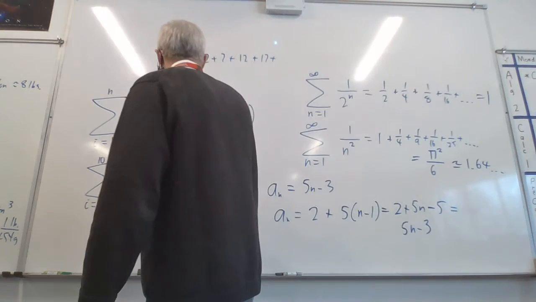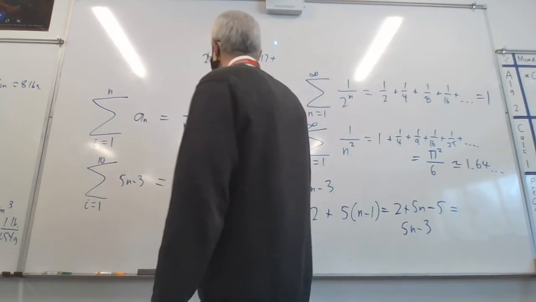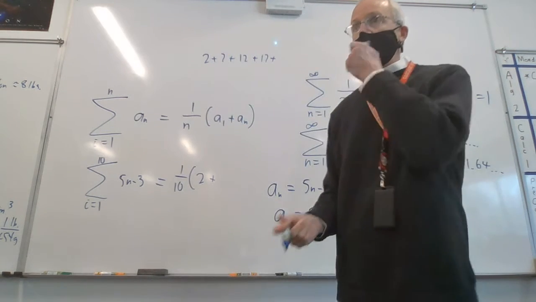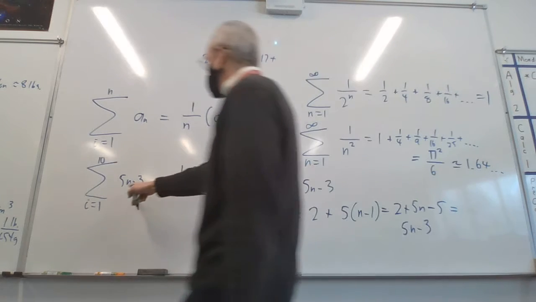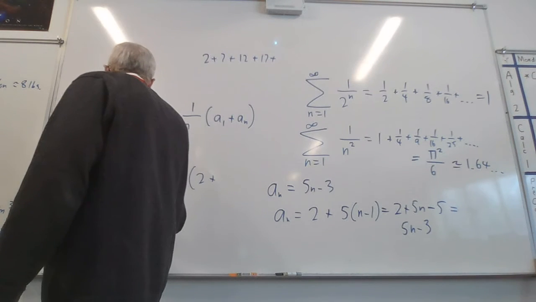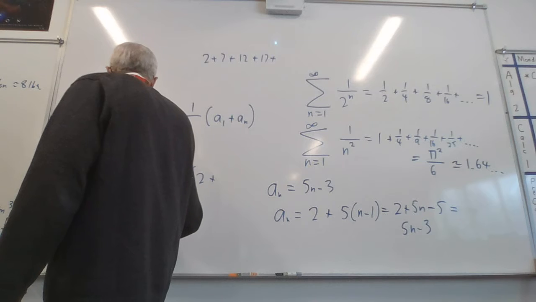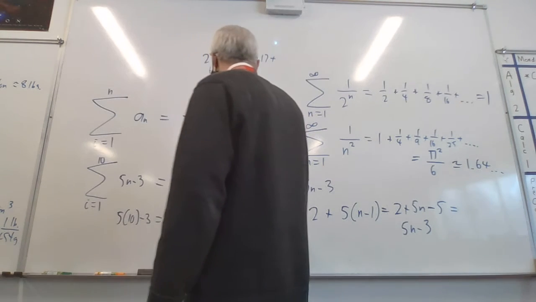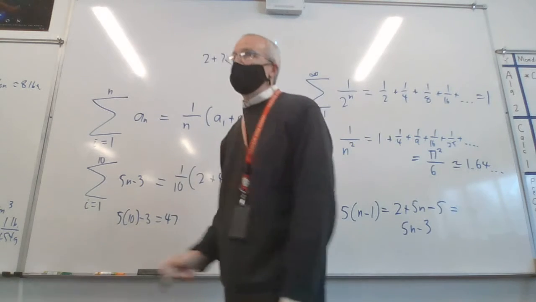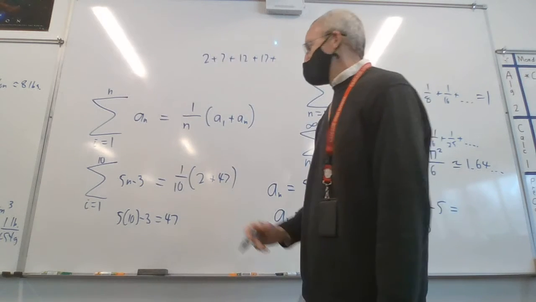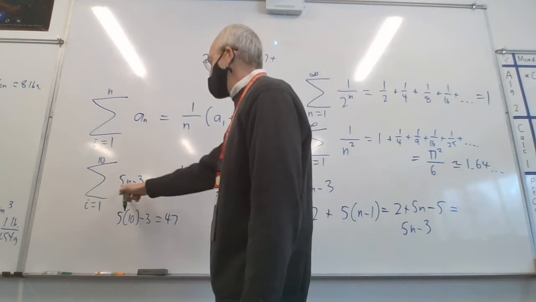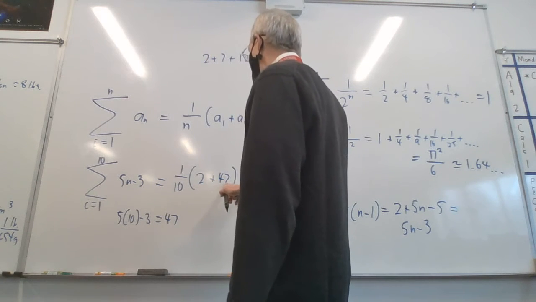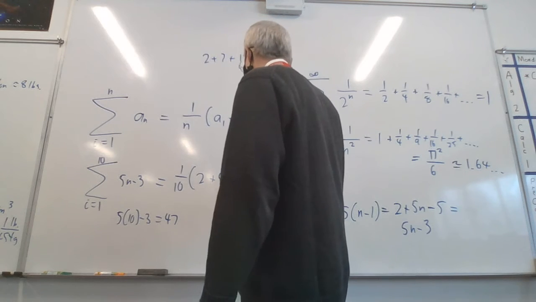So it would be 1 over 10 times the first one, which was 2. We have to figure out what the last one is, but we can do that because we have a formula. When n is 10, we just plug it in. So that's 5 times 10 minus 3, which is 50 minus 3, which is 47. So plus 47. That's why you've got to get that formula. With the formula, we can figure out any term we want. So that's 49 divided by 10, which is 4.